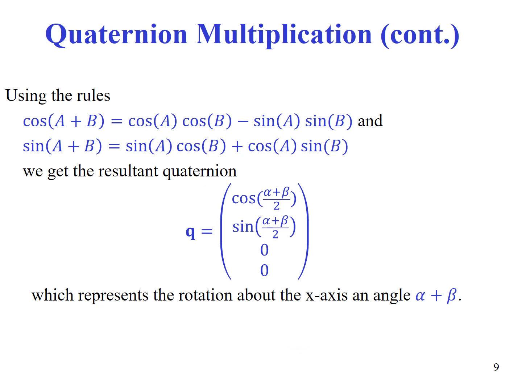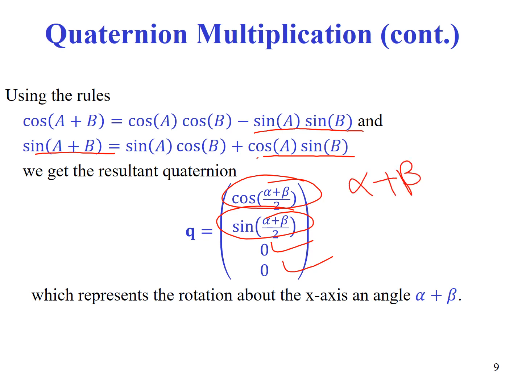Now using the rules, cos(A+B) is equal to cos A cos B minus sin A sin B, and sin(A+B) is equal to sin A cos B plus cos A sin B, we can simplify what we got in the previous slide to these values. And the last two values were 0 anyway. Now, if you look closely, this is exactly the quaternion for a rotation about the x-axis by an angle alpha plus beta, and intuitively this should have been the answer. So hence we have verified the formula for quaternion multiplication.